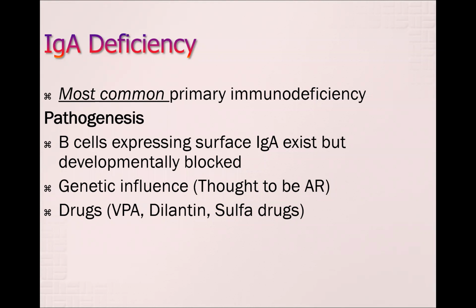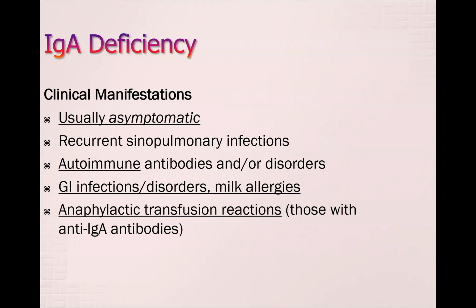Drugs can induce a relative IgA deficiency, so valproic acid, dilantin, and various sulfa drugs can induce a relative IgA deficiency that actually can be improved with discontinuation of the medication. So just again, that's more trivia than anything else. You guys won't be asked that, but do know that drugs can induce a relative IgA deficiency. So when it comes to the clinical manifestations of IgA deficiency, the majority of them are asymptomatic. But if you think about where IgA lives, it typically lives in the secretory molecules or secretory system of our bodies.